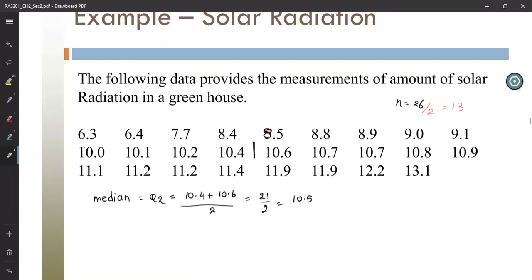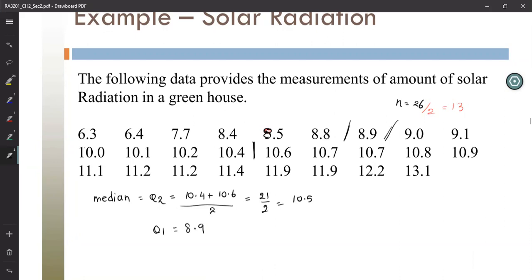1, 2, 3, 4, 5, 6. 1, 2, 3, 4, 5, 6. So you get 8.9. That is our first quartile. Okay. Here, 8.9 is the first quartile. Okay. What about the third quartile?